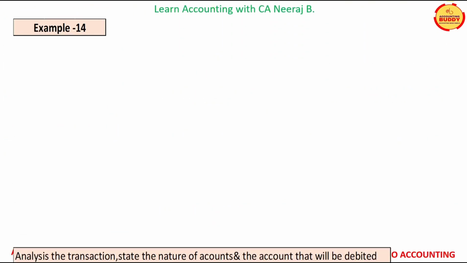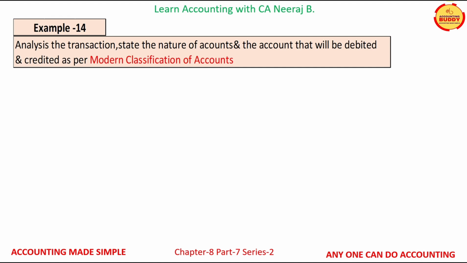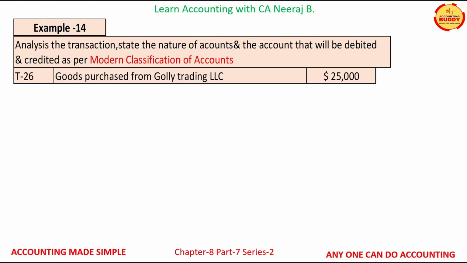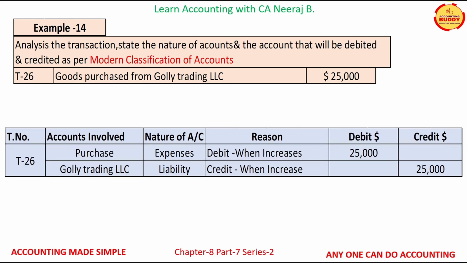Next illustration on your screen is analyze the transaction, state the nature of accounts and the accounts which will be credited and debited as per modern classification of accounts. Transaction T26 is goods worth $25,000 purchased from Guli Trading LLC. The two accounts which are affected are purchase account and the creditor account of Guli Trading LLC.